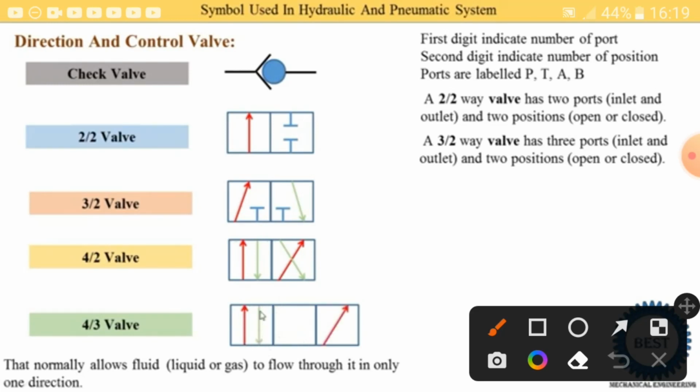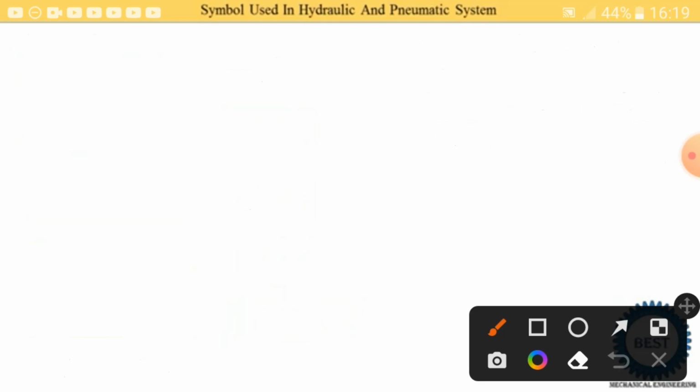Now I put the second, mid position empty, because in the mid position a number of variations are there that I will explain later on. Now in the third position, oil is supplied from P to B, and it is returned back from A to T. Okay, so I hope you understand this concept.